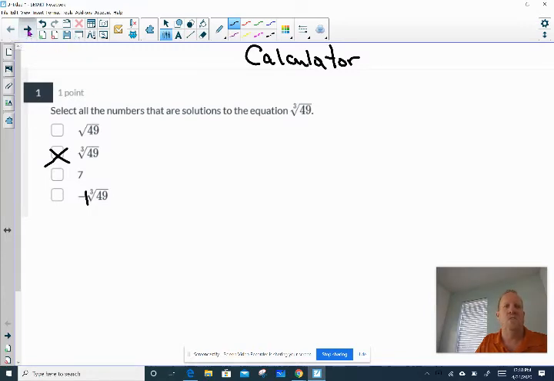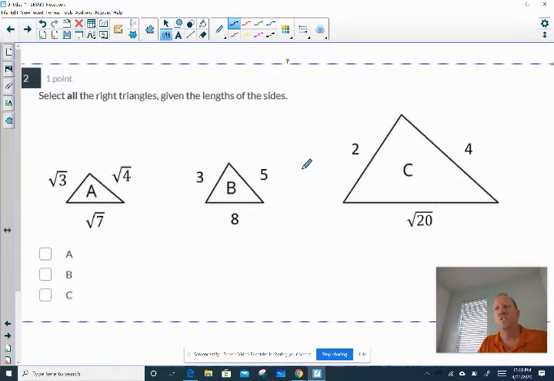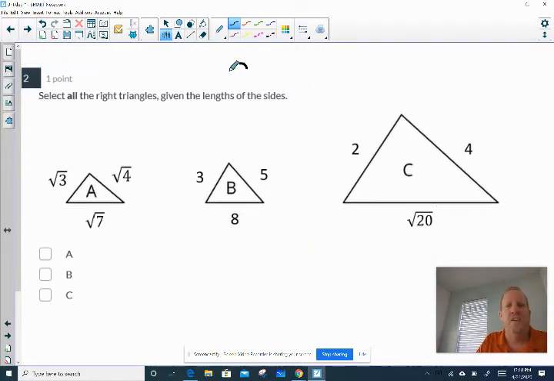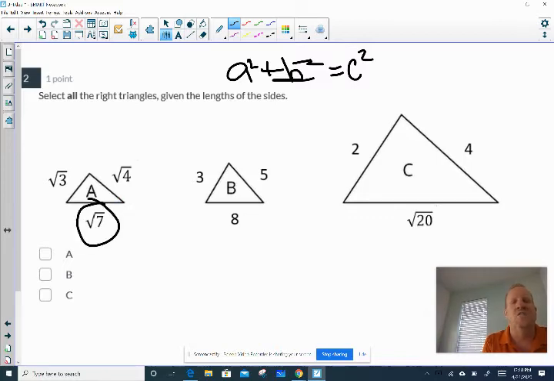Let's go to the next one. The next type of question will look like this. Remember, this is all about the Pythagorean theorem. Side A squared plus side B squared has to be the same as C squared. So we always want to think about, okay, which one's the longest one? In most of these cases, we've built them so that the longest one is always on the bottom. But don't always believe that because it's not always the case.